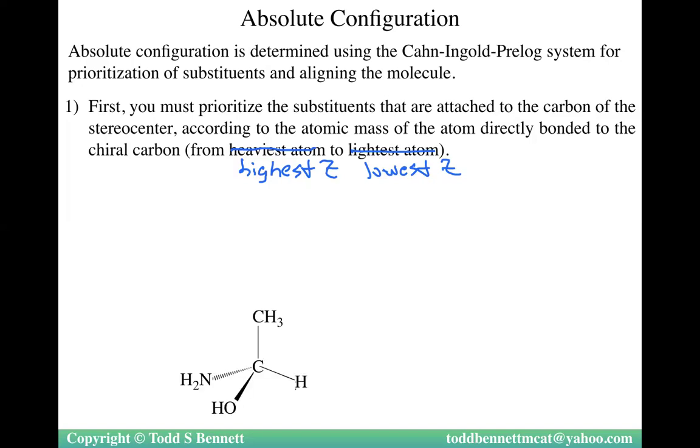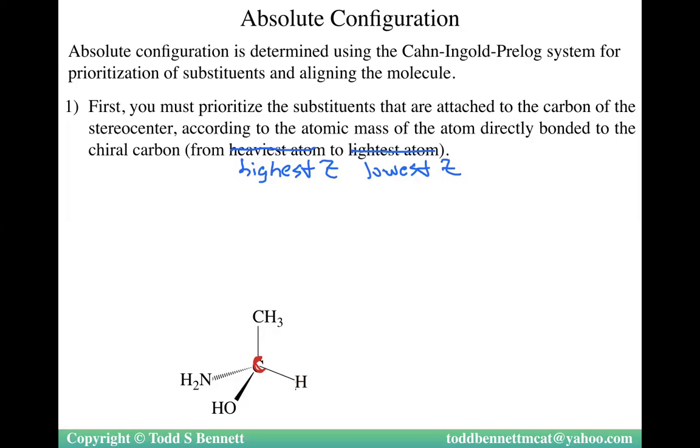Okay, so let's go ahead and look at an example. So I have a central carbon right here. This carbon has attached to it a carbon with some H's, a nitrogen with some H's, an OH with an H, and an H. So there are 4 unique atoms. This one's going to be pretty easy.